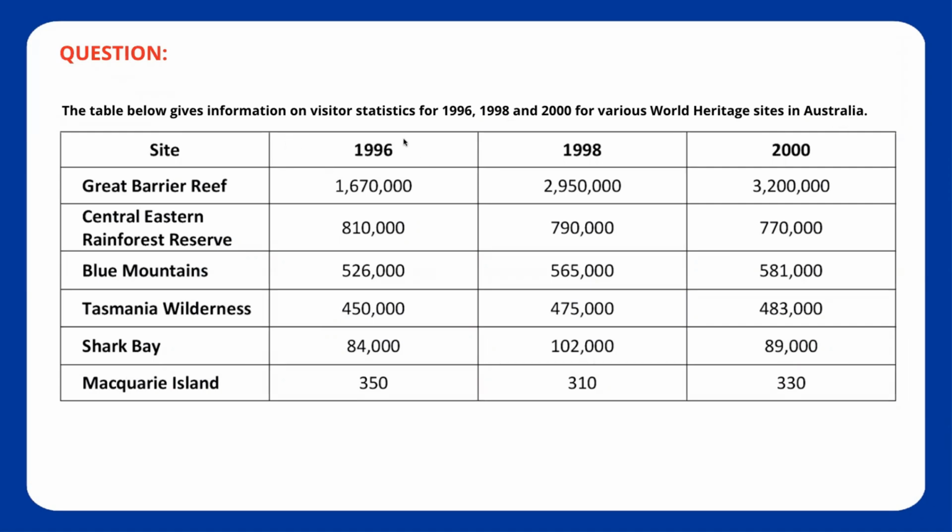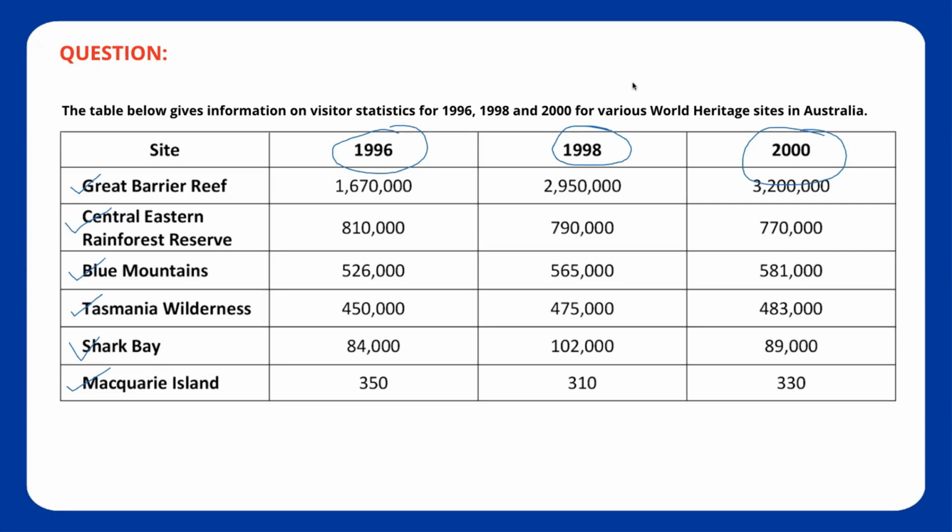So you can see that there is a column, or I would say a group of data, specially talking about the year 1996, the second one talking about 1998, and the third one talking about 2000. The different sites are Great Barrier Reef, Central Eastern Rainforest Reserve, Blue Mountains, Tasmania Wilderness, Shark Bay, Macquarie Island. There are 6 different sites and 3 different years.